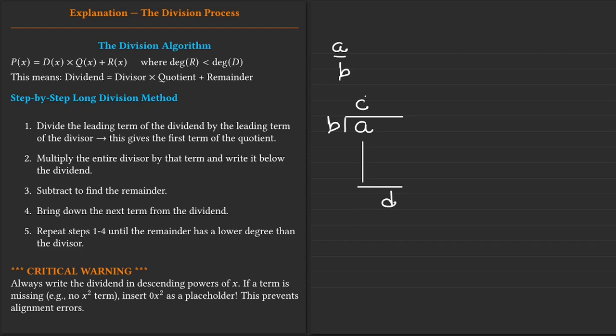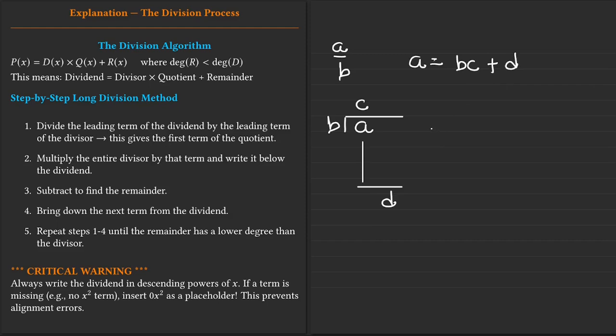Now in terms of c, b, and then d, we can write our a, which is our dividend, is equal to the whole number you have here, which is your quotient, c, times the divisor. So let me rather write it as b times c, then plus what you have as your remainder, d.